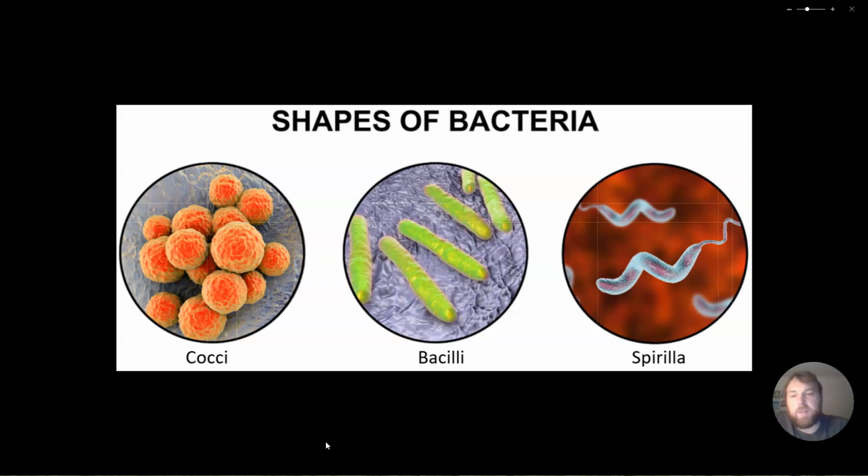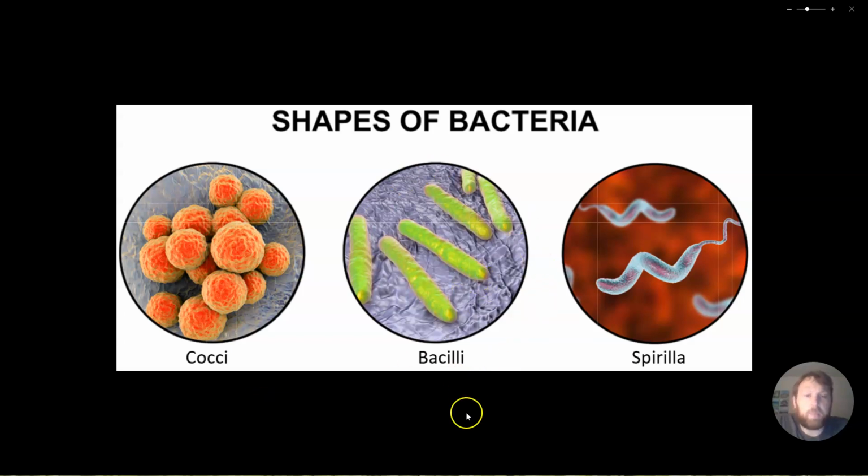The first shape that we see here is an oval shape, a circular shape, very beady looking thing, and that would be cocci. A singular bacteria in this shape would be coccus. Something that would be shaped like this would be something like streptococcus, which is strep throat, or staphylococcus, which is staph infections that you might find in hospitals or veterinary offices.